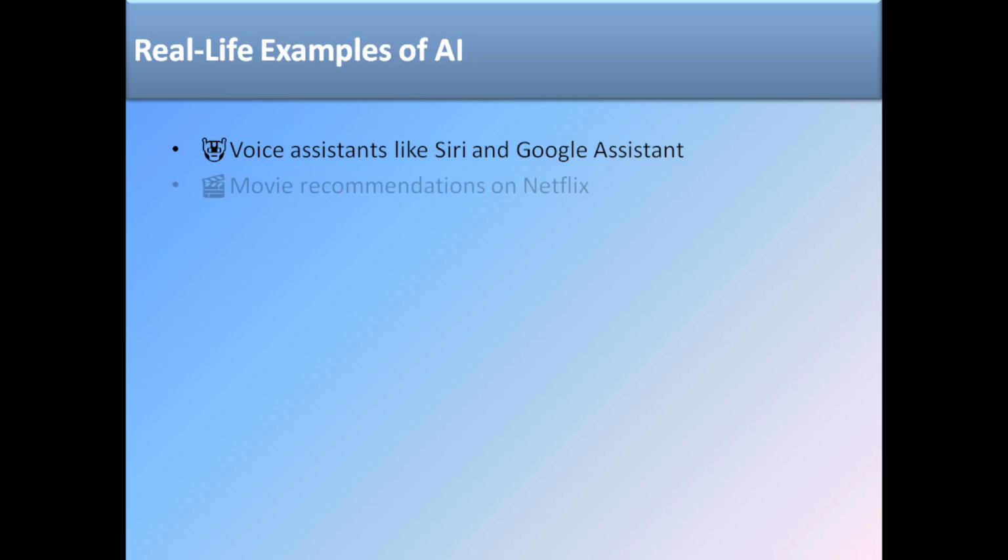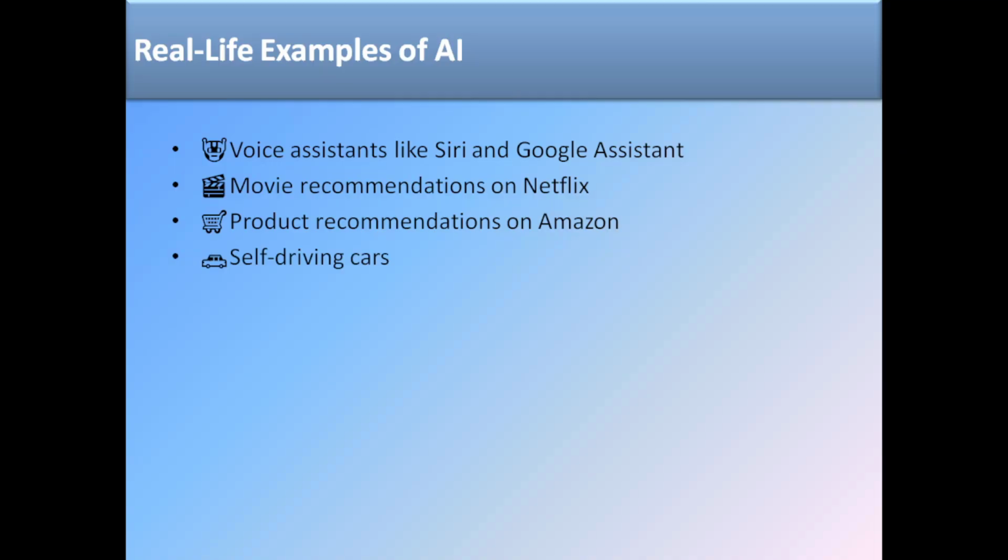Okay, the next one is movie recommendation on Netflix. That comes under the second one. Product recommendation on Amazon can also come under the second one, because we are going to recommend products based on your activities, whatever you have searched on Amazon. And the fourth one is self-driving cars, right?